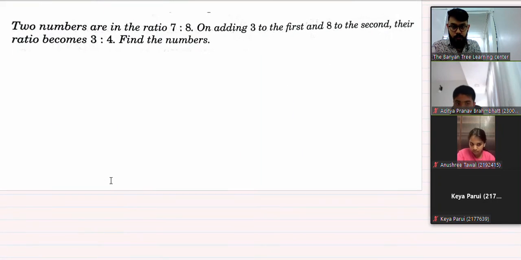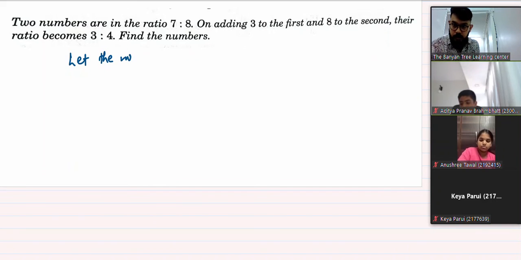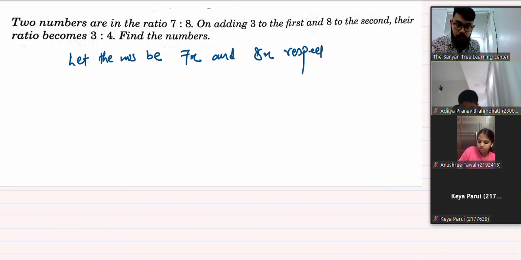The last question of this part. Two numbers are in the ratio 7:8. On adding 3 to the first and 8 to the second, the ratio becomes 3:4. Find the numbers. पहले तो let the numbers be 7x and 8x respectively.